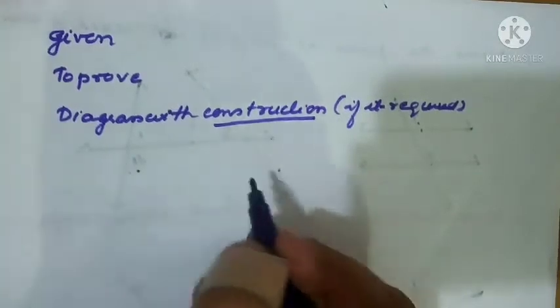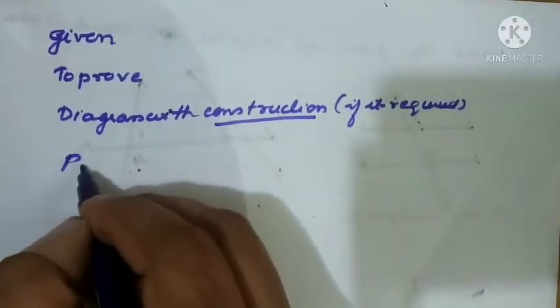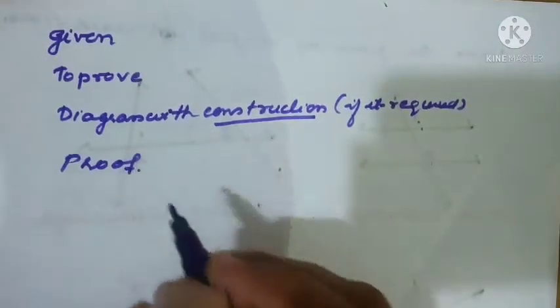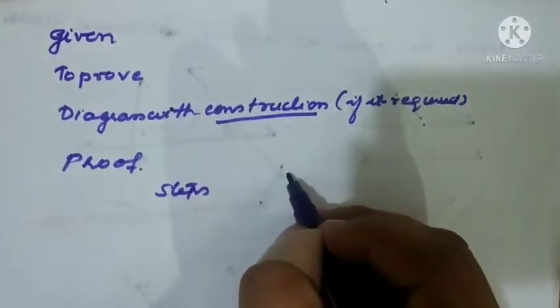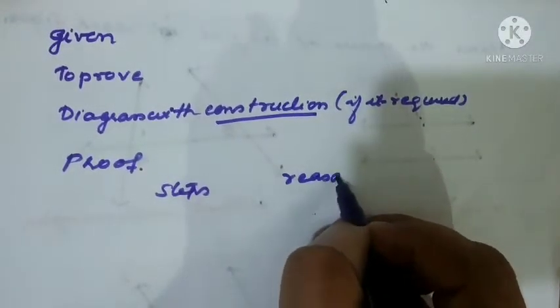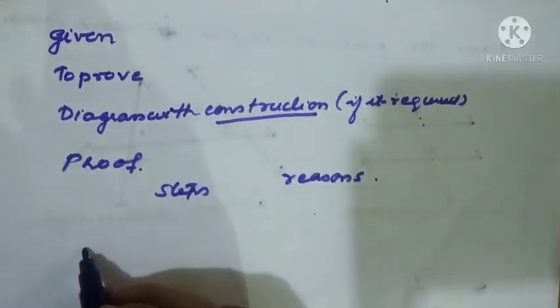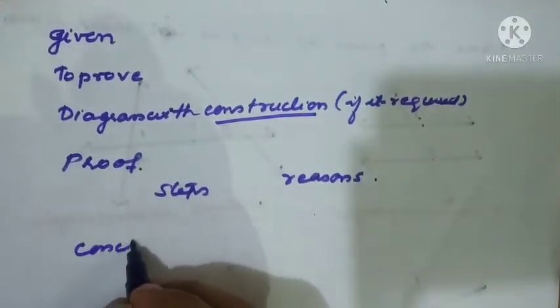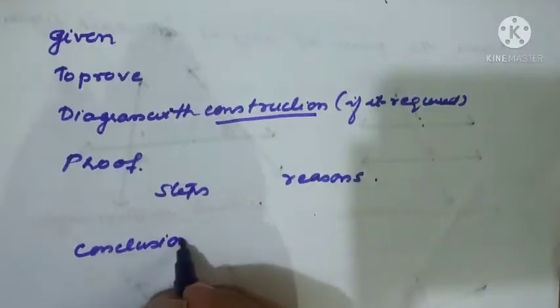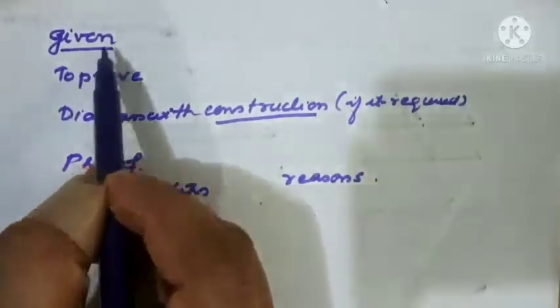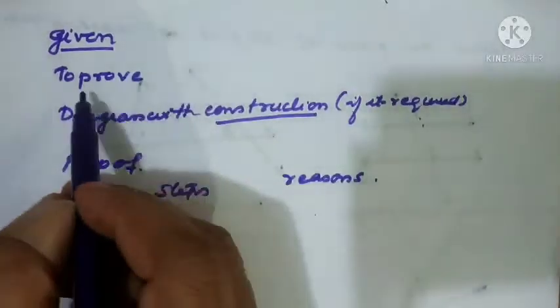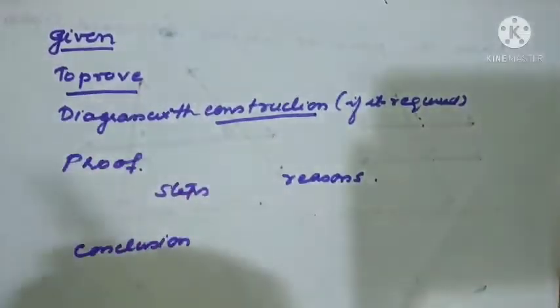Next, justification, or we can say in a simple way, proof. Proof has two parts. One is the steps, another one is the reasons. Now what is the last step? Conclusion. So these are the procedures for proving a theorem. What is given in the question? Given. What is to be proved? To prove.